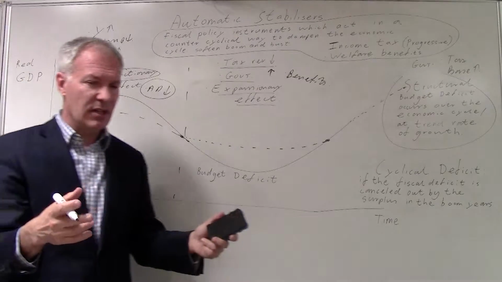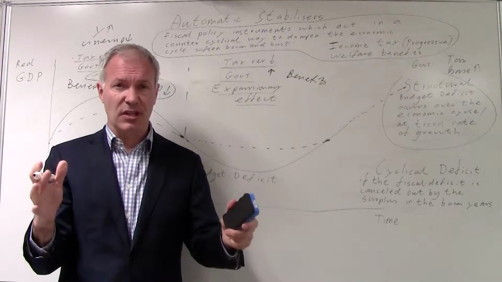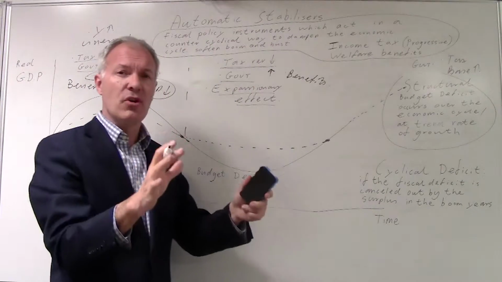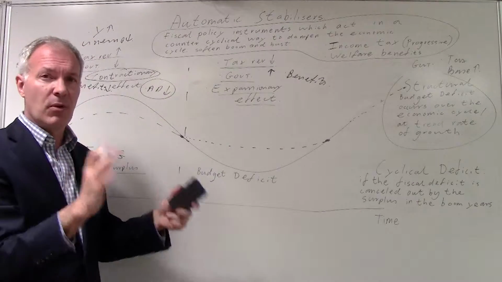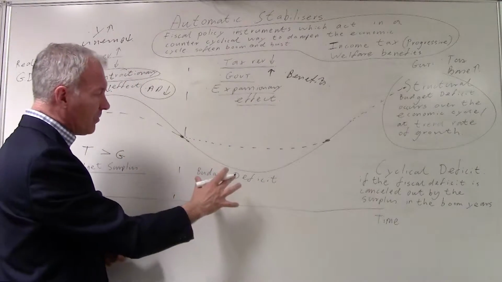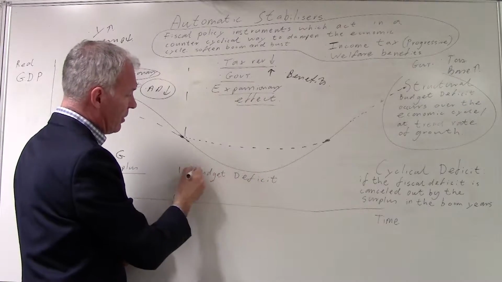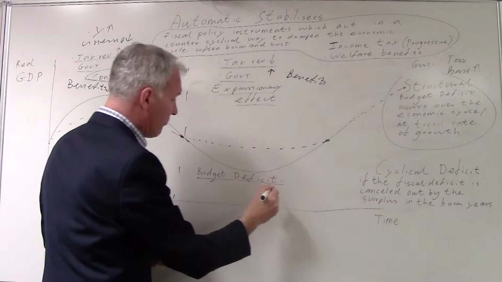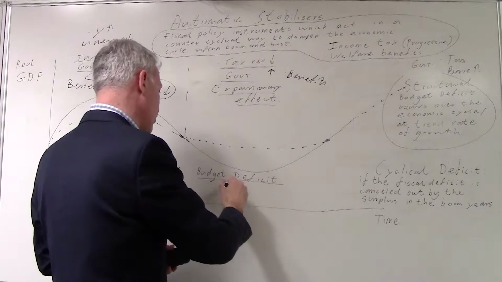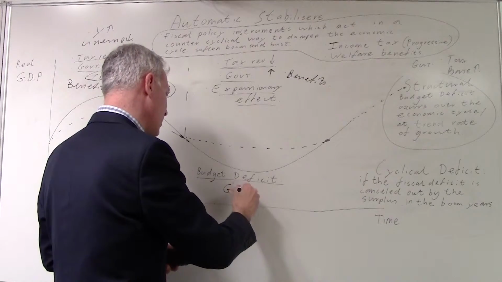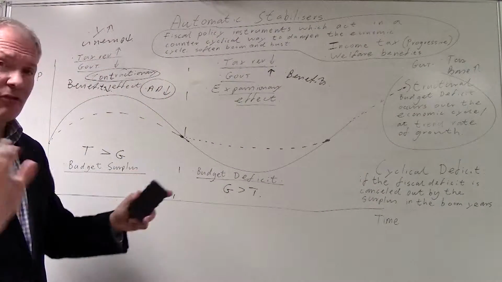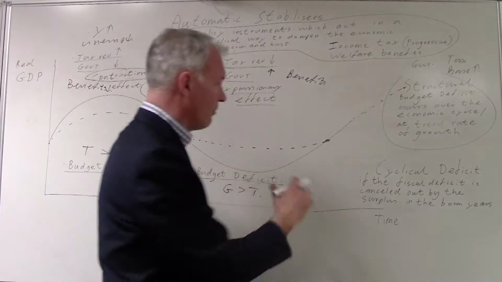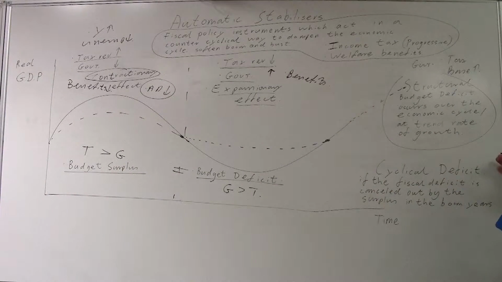Because it's automatic and the government has taken no action in this, it's left tax rates the same, it's left benefits the same, it's called non-discretionary fiscal policy. And so when you have this recession, a budget deficit will automatically occur, and this is because G will be greater than T. Okay, so over the cycle, if the budget surplus equals the budget deficit, when we have a deficit, we tend to call it a cyclical deficit.